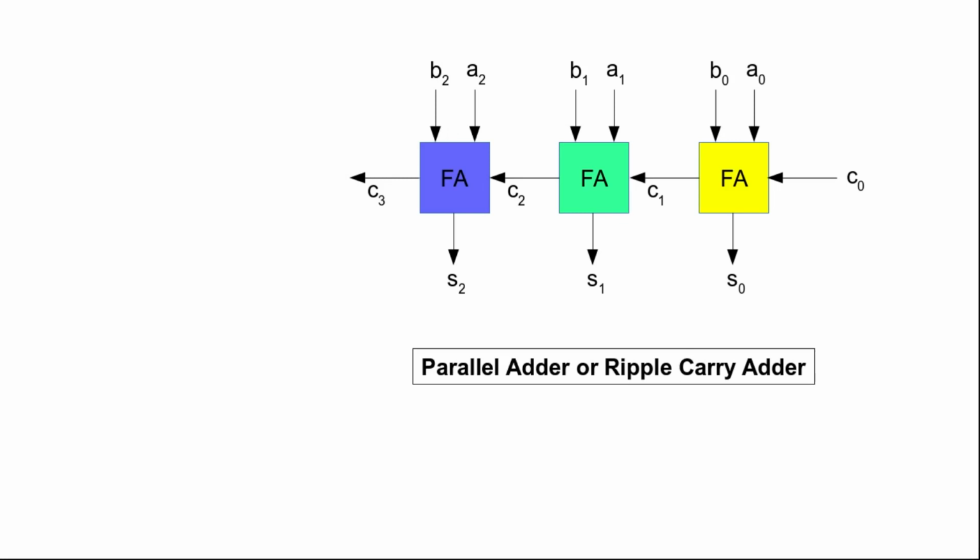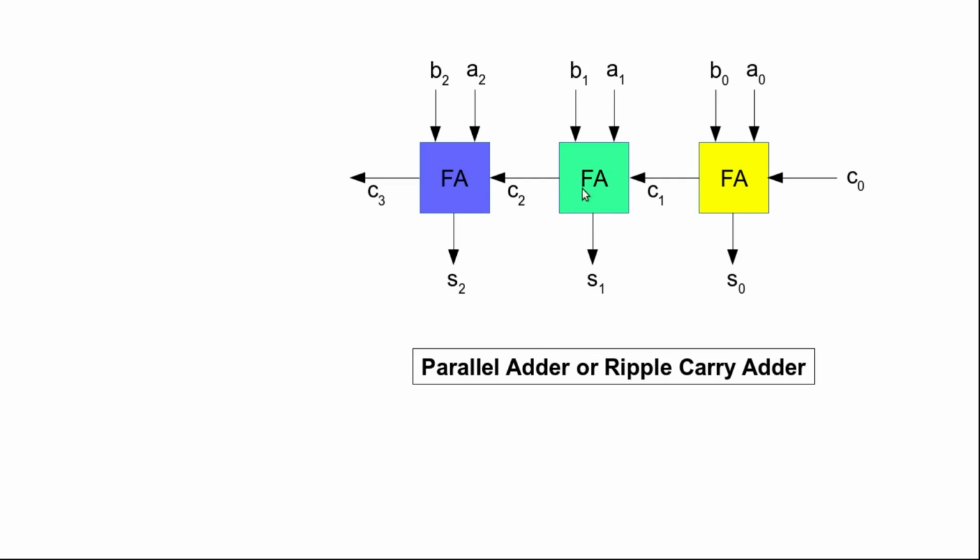Although it's very simple to understand the working of this parallel adder, however, it has a drawback because it is slow. And why is it slow? If we look at the third stage, it cannot perform its computation until and unless the second stage has completed its addition. And why is it so?